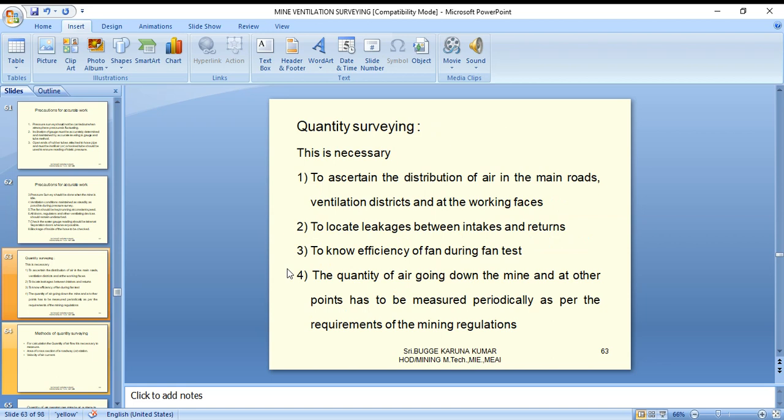Quantity survey. Ascertain the distribution of air in the main roads, ventilation districts, and at the working faces, and locate leakage between the intake and return. That is the basic object of the quantity survey.